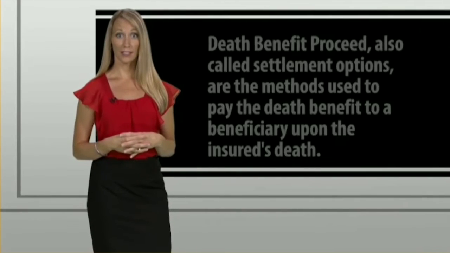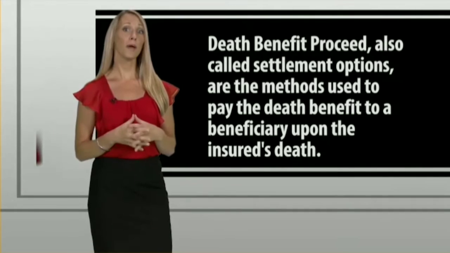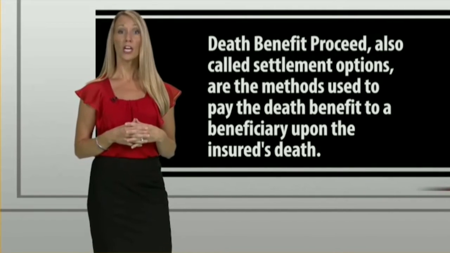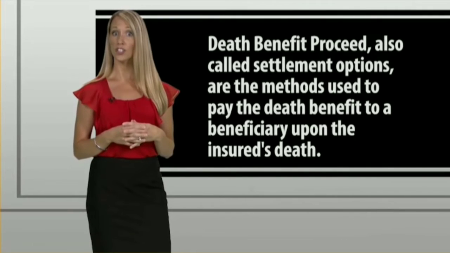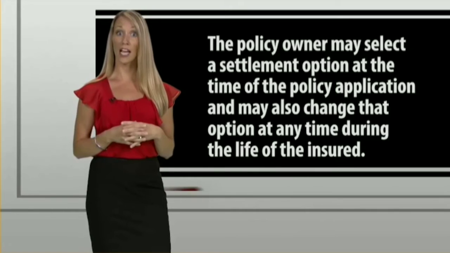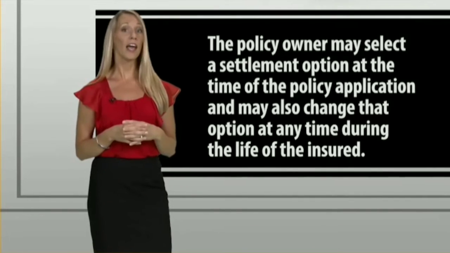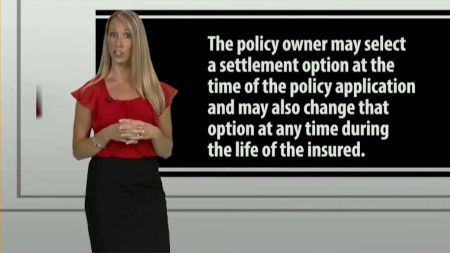Death benefit proceeds. Death benefit proceeds, also called settlement options, are the methods used to pay the death benefit to a beneficiary upon the insured's death. The policy owner may select a settlement option at the time of the policy application and may also change that option at any time during the life of the insured. Once selected by the policy owner, the settlement option cannot be changed by the beneficiary.